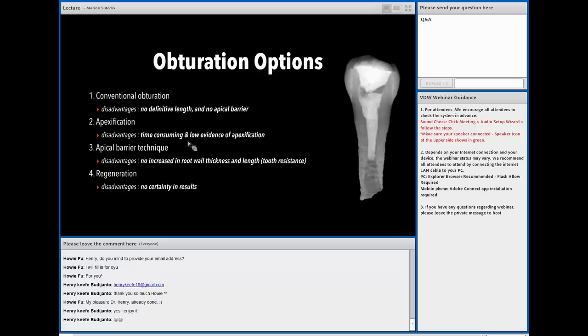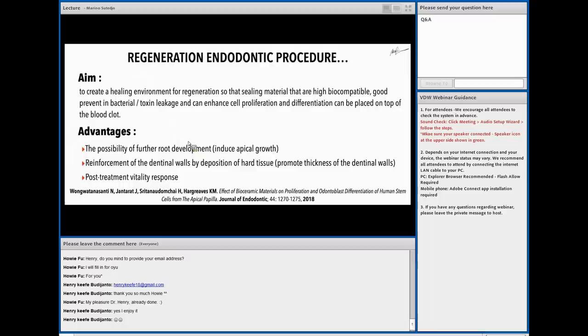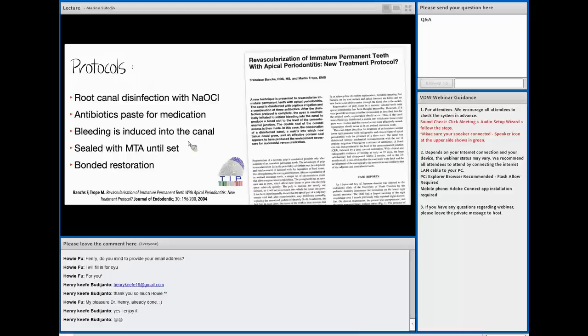Regeneration protocols are a technique that has recently been widely researched and has been clinically proven, evidently okay and promising. It's a treatment procedure that is designed to replace damaged pulp tissue with viable tissue and restore the normal functions of the pulp. And usually the advantage of this procedure is that we still have the possibility of gaining more apical growth in our cases, and we can reinforce our dentinal wall by increasing its thickness.